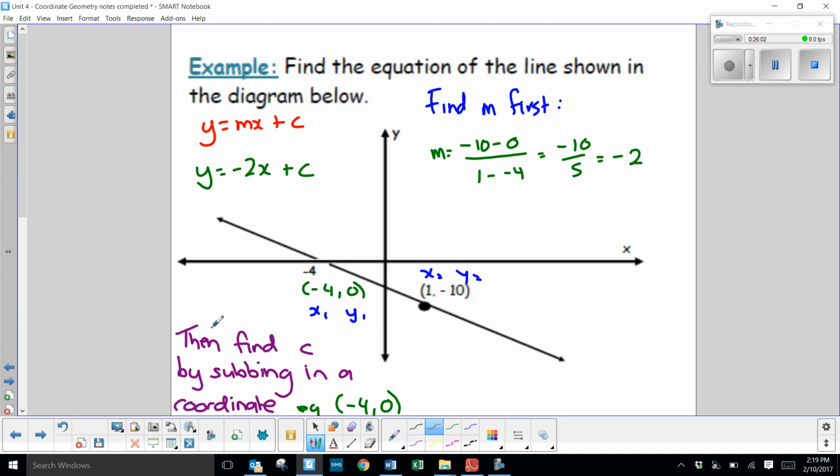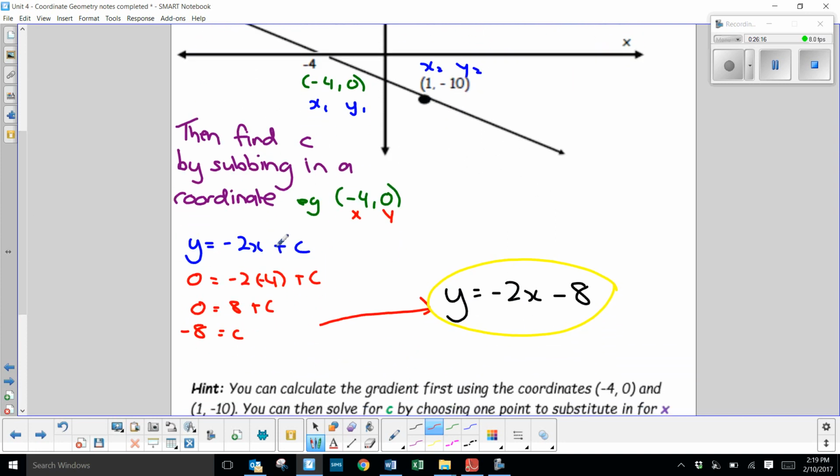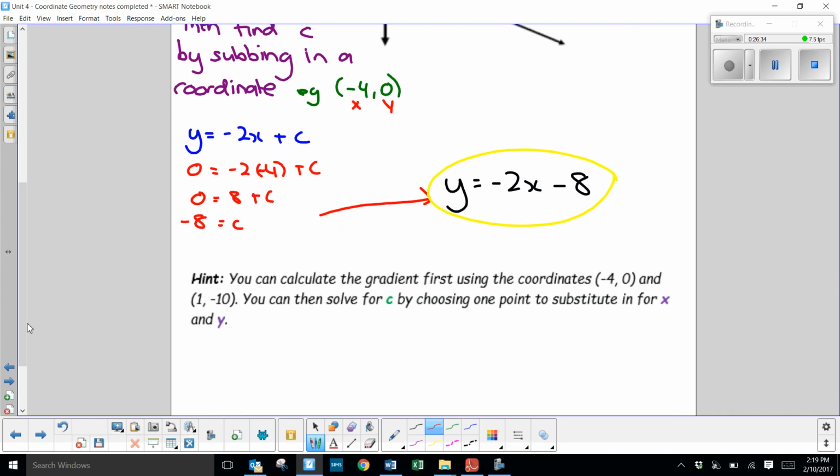And then find c by subbing in a coordinate. For example, you could do -4 and 0. I'm going to do this one. You could also do this one, but I'm going to do this one. So y equals -2x plus c. Substitute in -4 and 0. That's a negative there. That times that is 8. And then 0 minus 8 is -8. So y equals -2x, subtract 8. So the hint for that was you can calculate the gradient first using the coordinates -4, 0 and 1, -10. You can then solve for c by choosing a point on the line and substituting in for x and y.